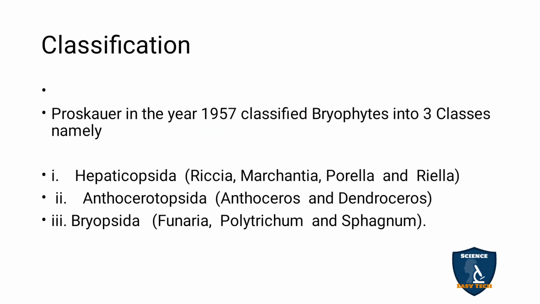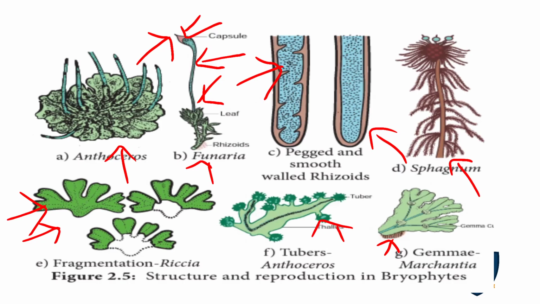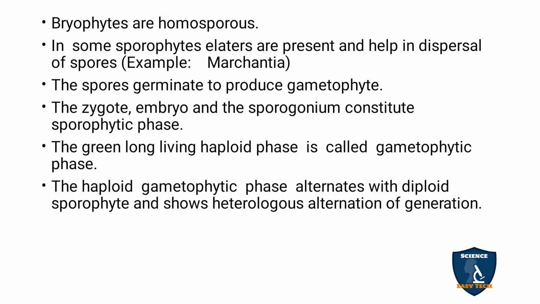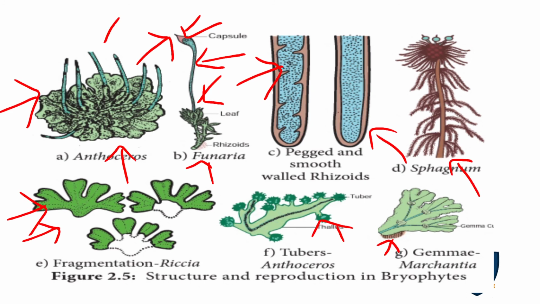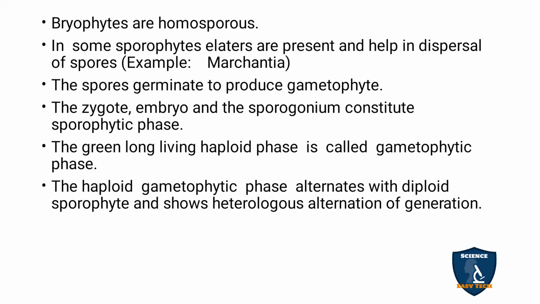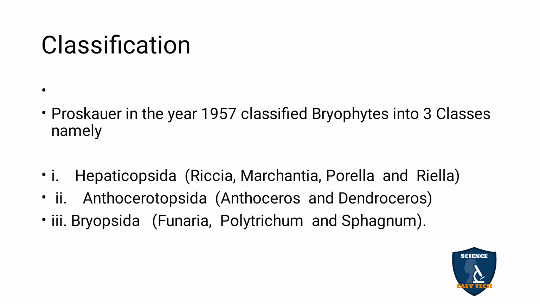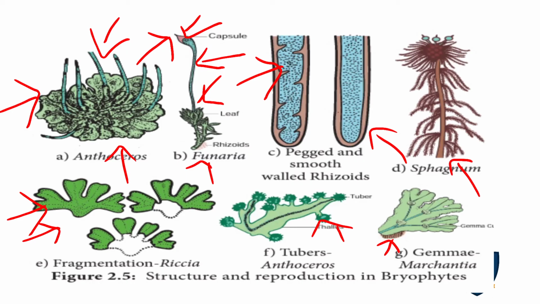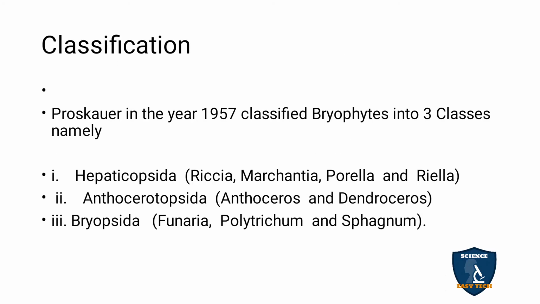And Anthocerotopsida includes Anthoceros and Dendroceros. This is an example of Anthoceros, and it is also called hornworts. Hornworts means it looks like the horns of an animal, and because of that the name hornworts came. Bryopsida is a plant-like structure with leaves and stem. Here also you can see this is a moss. Bryopsida includes Funaria, Polytrichum and Sphagnum.